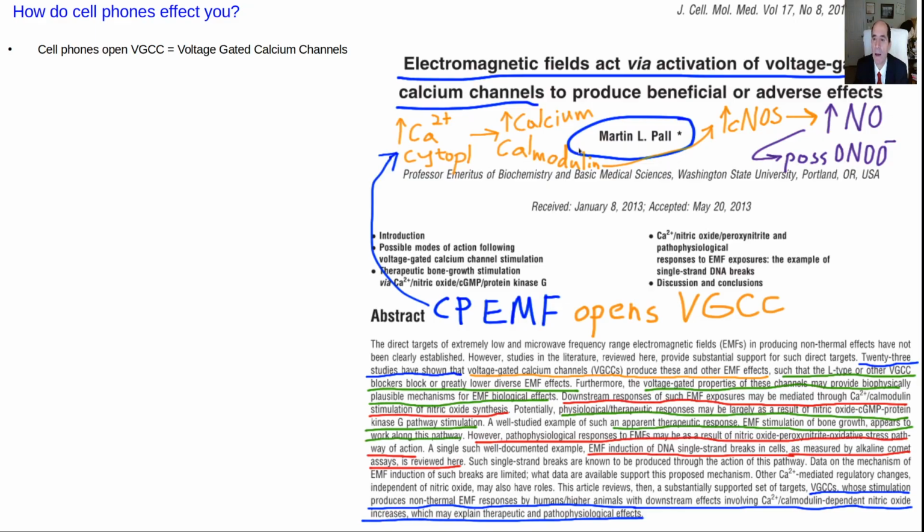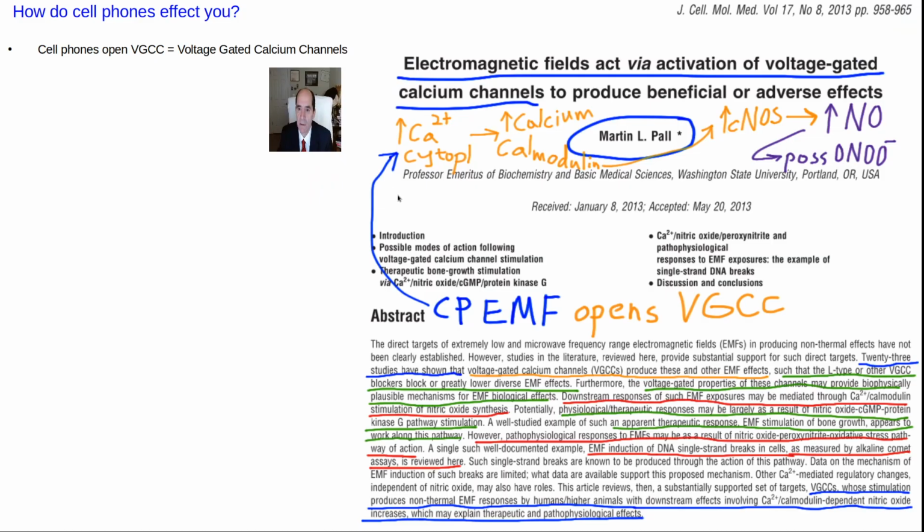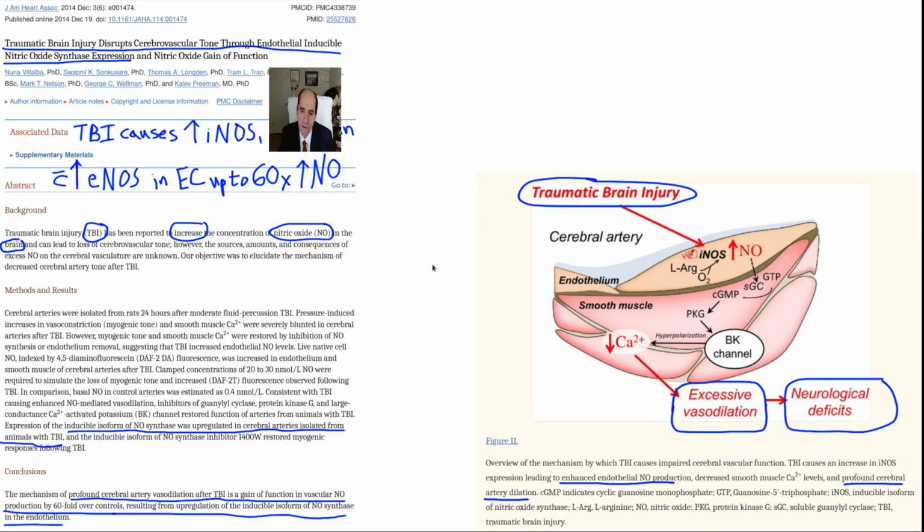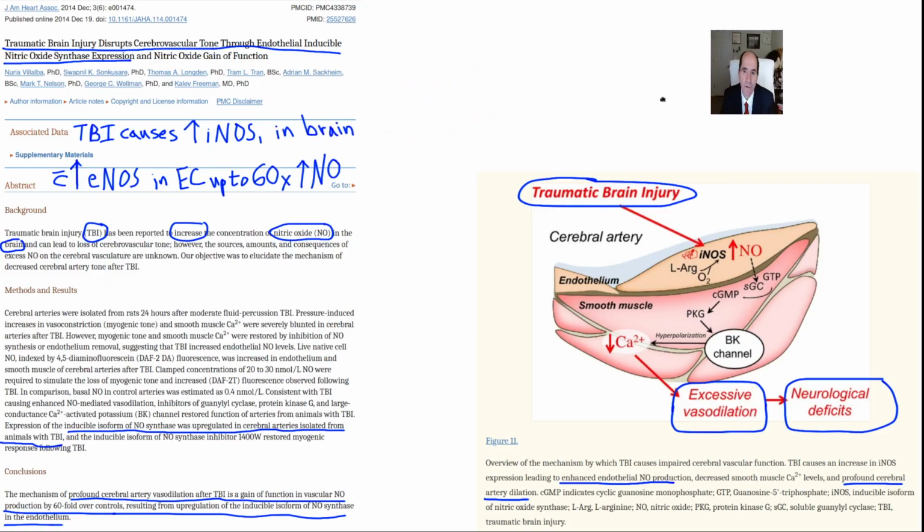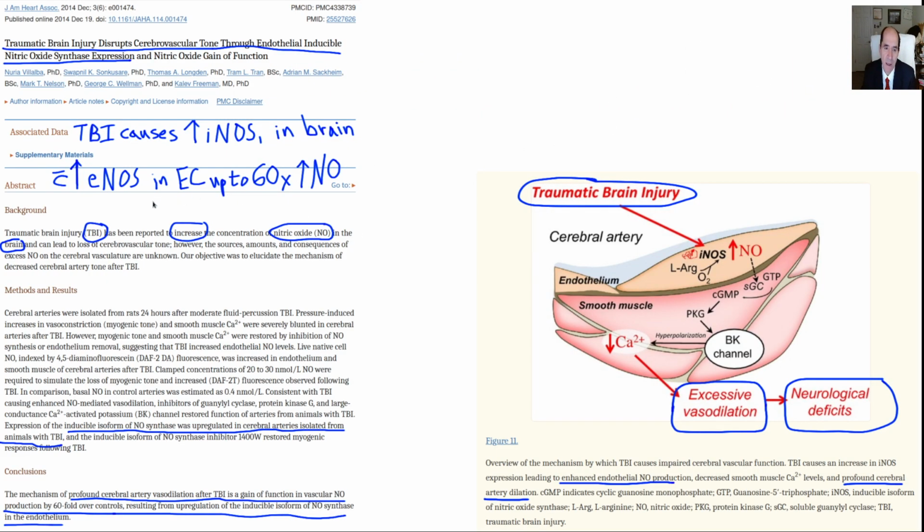Here's a paper by Martin Pall about electromagnetic fields and how they activate voltage-gated calcium channels. Like I said, this guy Martin Pall, he's a genius. He figured out a lot of stuff. Traumatic brain injury also is going to increase cytoplasmic calcium. It's going to increase the amount of nitric oxide in cells. That can worsen collateral damage.